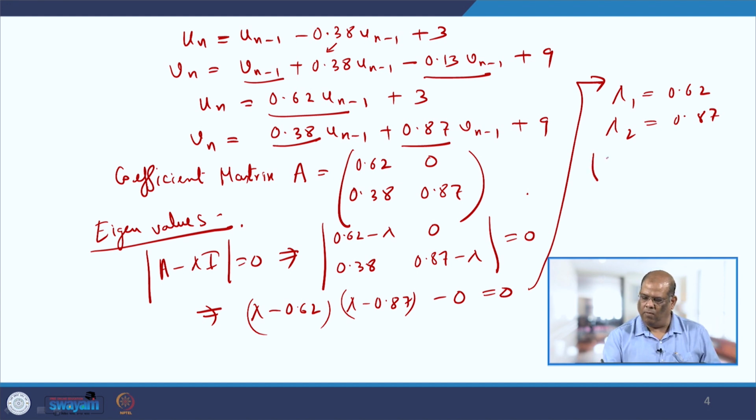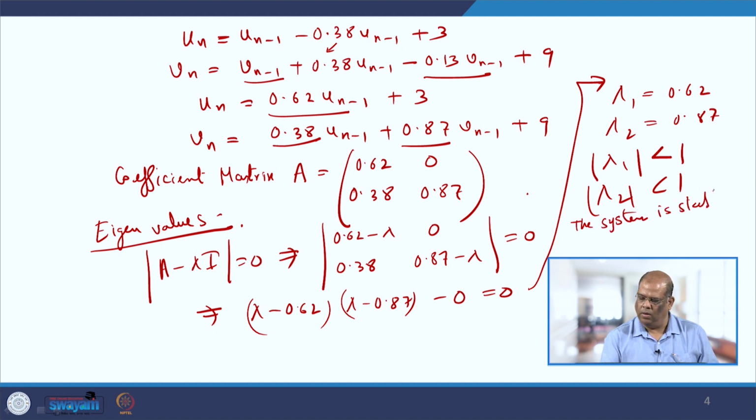If you now take the modulus, which is less than 1, you can say the system is stable about the equilibrium point u star and v star, which is equal to 7.9 and 92.3. So, this model which you have created according to the given problem is stable.